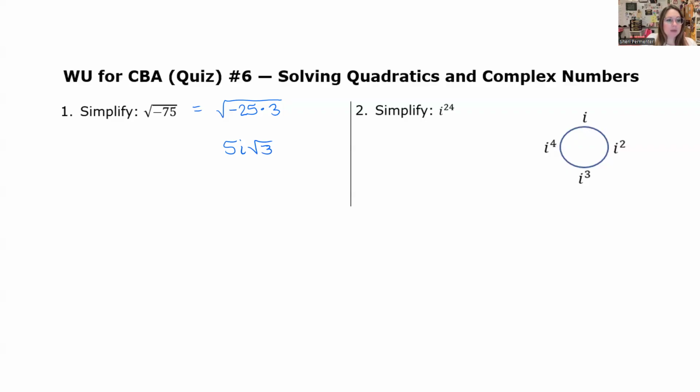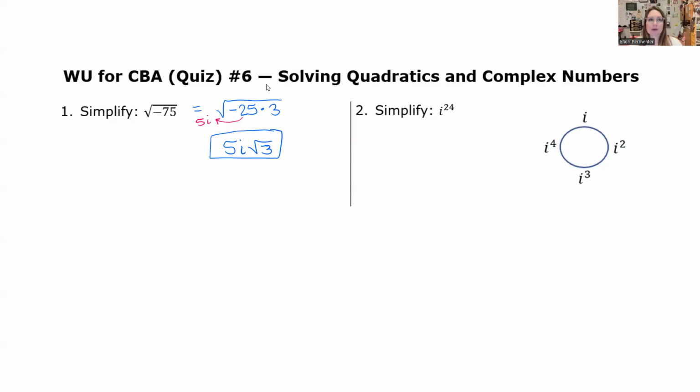So anytime that you can find a perfect square, that's a 5i that goes out into the front. And then you're left with the 3 underneath the radical. That is your answer. The square root of a negative number is i.